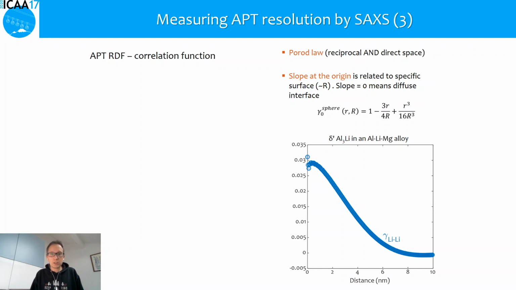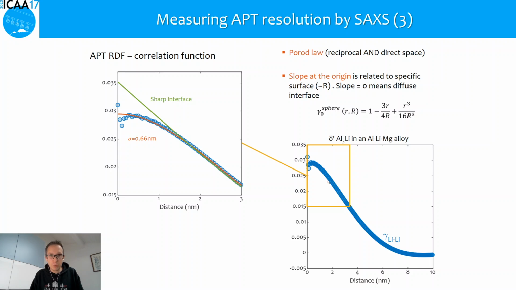And this law in real space tells us that the slope at the origin of the correlation function is related to the specific surface, that is, to the radius. And if the slope is 0, it means that you have a diffuse interface. And you see that in our case, the slope at the origin is actually 0, and you can fit this with a resolution of about 0.66 nanometer. So we have again a third estimate of the resolution, which is compatible with a value around 0.5-ish nanometers.